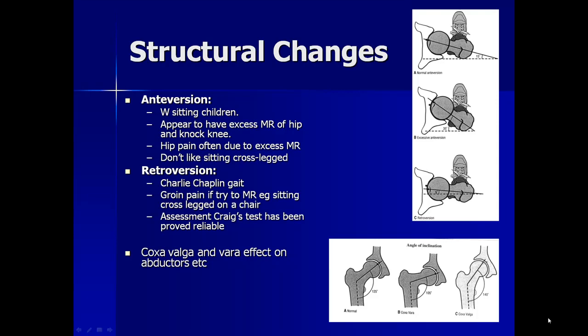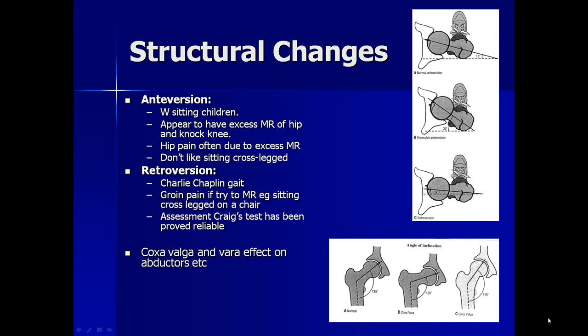But in some cases, there may be a structural change whereby the anteversion becomes excessive, up to angles of 35 degrees. And in these children, in these people, you will commonly see symptoms where children will sit in a W position or pigeon-toed or appear to have excessive medial rotation of the hip. They won't like sitting cross-legged and will find that generally uncomfortable.